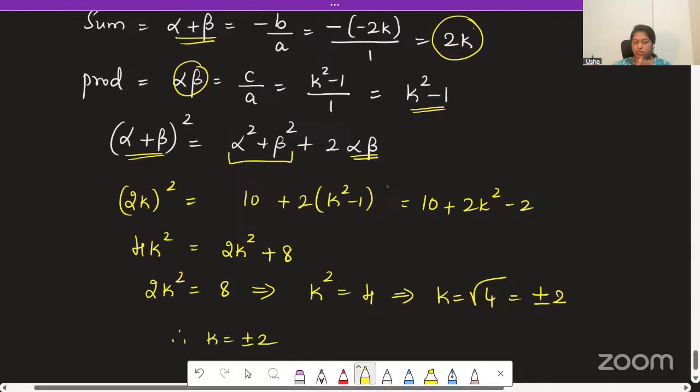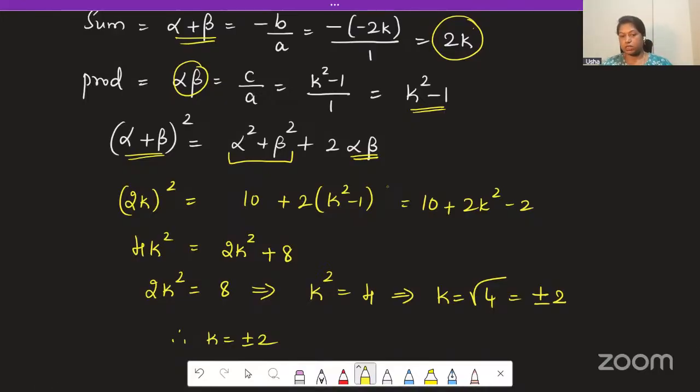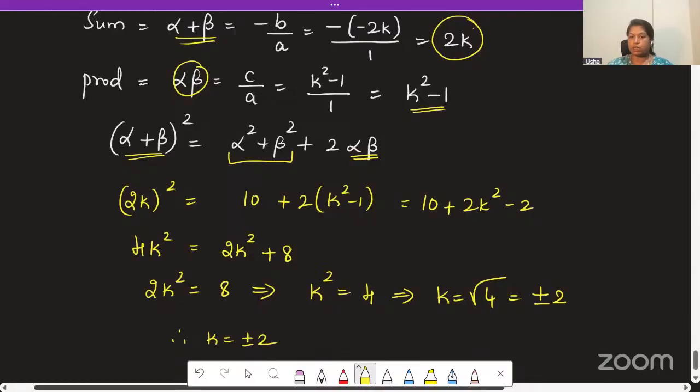Now, don't write this in the same line. I just wrote it so that you can see more of the steps in one screen. You write it one below the other. 2k square equals to 8. In the next line, you write k square equals to 4. In the next line, you write k is equal to square root of 4.